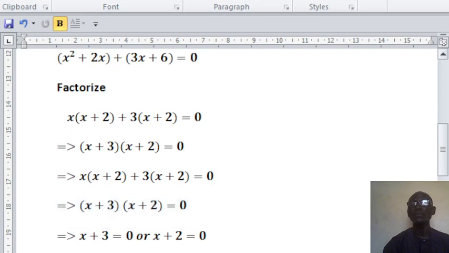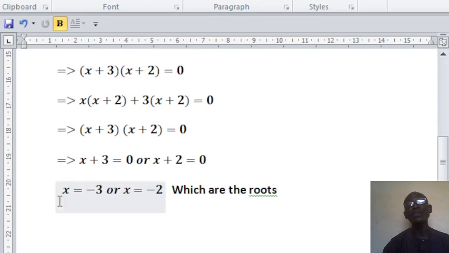So the next stage is you make x the subject of the formula, and in doing this, it means you leave your x at the left hand side, then you carry your plus 3 over to the other side to meet 0. If 3 is plus, it will change to minus. See there, that's why we have x equals minus 3. The same thing with x plus 2: by the time you take plus 2 to the other side, it becomes minus 2. So minus 2 and minus 3 are the roots of the equation.